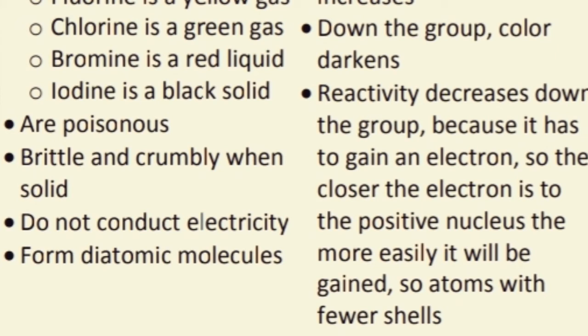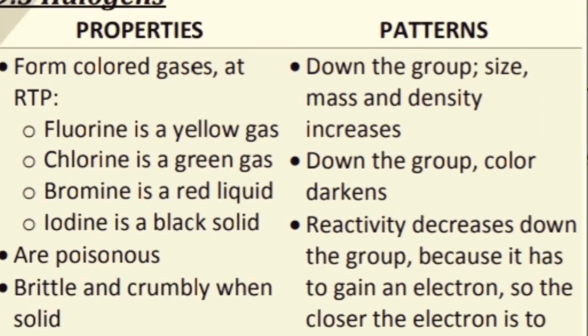Next, patterns in their properties. When you are moving from top to down, from fluorine to astatine, that is fluorine, chlorine, bromine, iodine, astatine in group 7, the size of the elements increases. Of course, the number of shells increases, so the size of the atom increases.